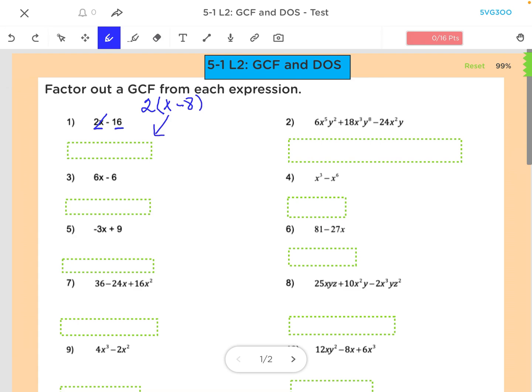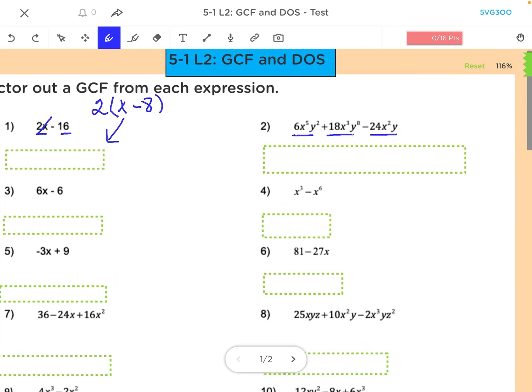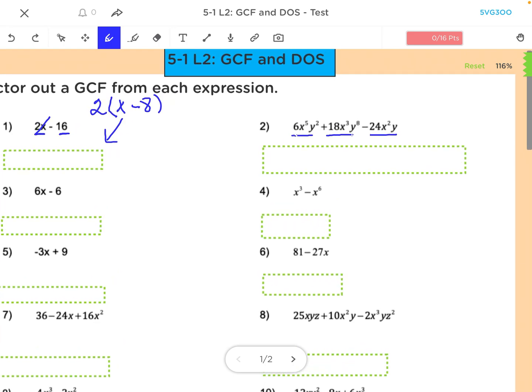Okay, this next one is a little bit trickier because you've got 3 terms, so you want to look for what's common in all 3 of them. And first thing you do is look at the numbers. You're looking for the biggest number that you can divide out of 6, 18, and 24. If you know what that is, that's fine. You can go ahead and write it down.